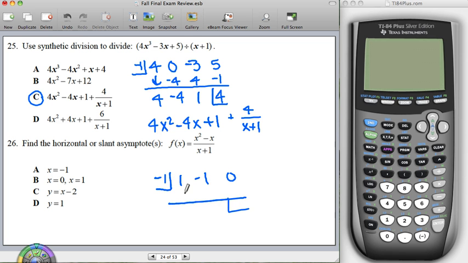First term goes straight down, so I have 1. Gives me negative 1. Negative 2. And that gives me 2. In this case, we don't really have to worry about the remainder. So we have the x squared, so this is going to be x minus 2. So my slant asymptote is going to be x minus 2.